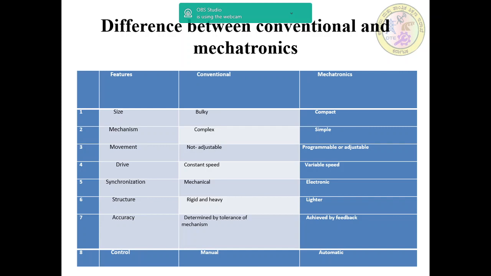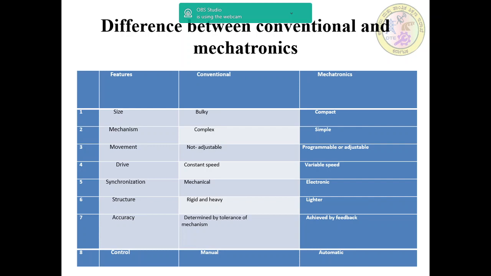First we will take size. Without using the mechatronic system, the size of the component is bulky in the conventional system. The size is more. And then by using the mechatronic system, the size is compact. The next feature is mechanism. Without using the mechatronic system, the mechanism is complex, and then by using the mechatronic system it is simple.